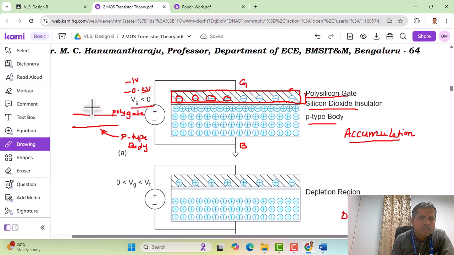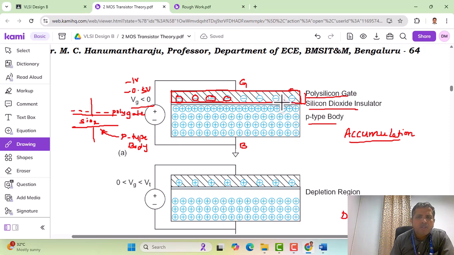Okay, so the upper is the poly gate and the lower is the p-type body, and by applying a gate voltage less than 0, we are supplying the upper plate with negative charges. Because of the insulator between these two plates, silicon dioxide, which is a perfect insulator, and since below it is a p-type body, the complete body has majority charge carriers as holes, and the holes cannot move to the upper polysilicon gate because of the insulator between these two layers.